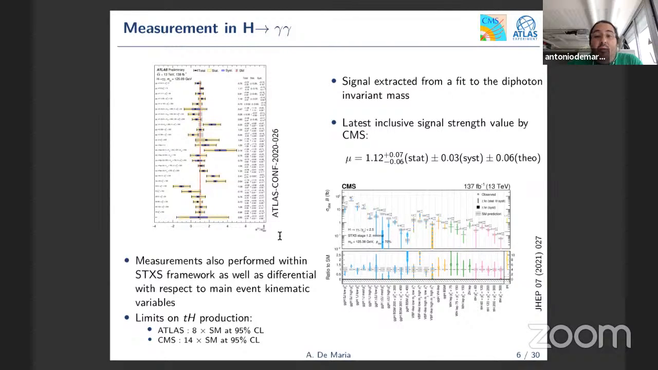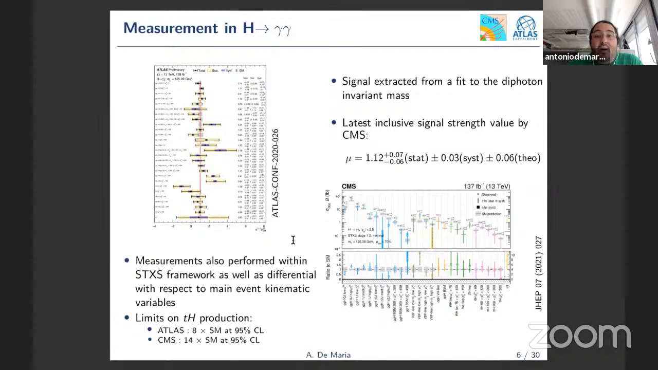And now that we have an excellent knowledge of this channel, we can also perform measurement within the simplified template cross-section framework, as well as differential measurement with respect to the main event kinematic. And also, as you can see from the slide here, these two plots are concerning the measurement in the simplified template cross-section, so in the various bins in which we divide our phase space for the different production modes.